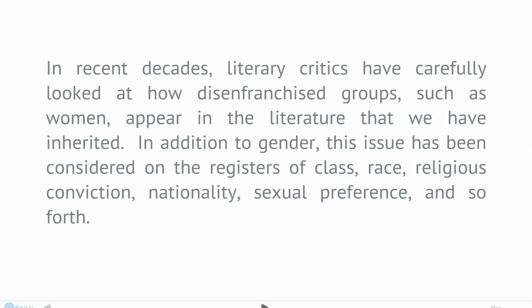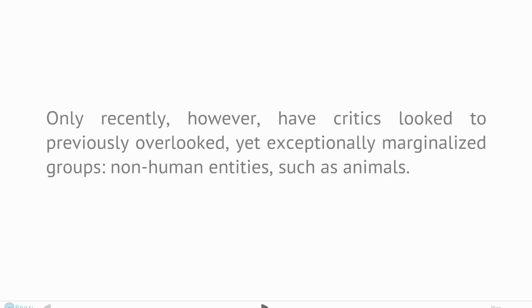And it is interesting, however, that in recent years, we've looked at a new disenfranchised group, and that is non-human beings, such as animals, and how they are represented. So it does raise a question of, what exactly do we think about animals when they are just being used as a stand-in for human beings?